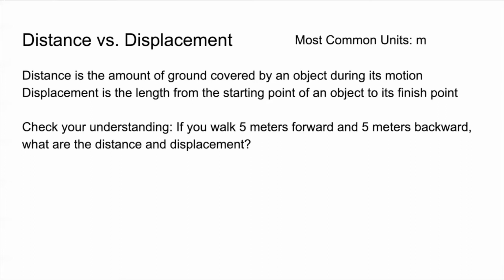So now that you know what these 2 terms mean, check your understanding. If you walk 5 meters forward and 5 meters backward, what are the distance and displacement? The solution will come in 3, 2, 1.